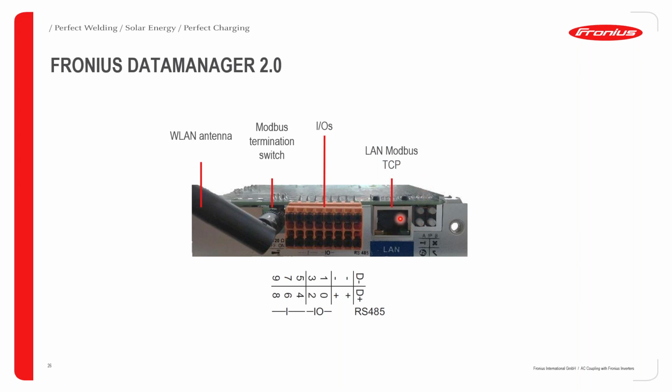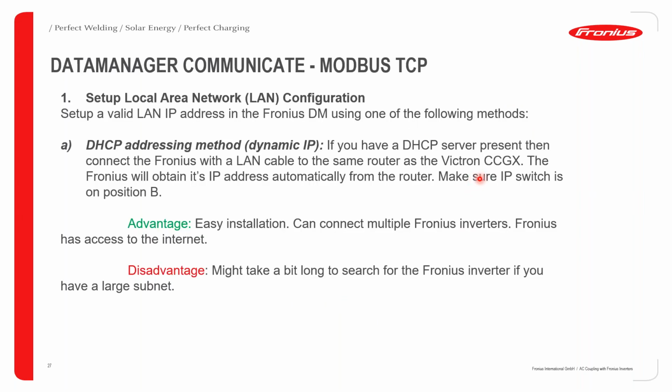That would allow you to see the inverter in the SABO-GX or the display of the VICTRON inverter chargers, and also to give an internet connection to the data manager, which then would allow you to visualize production data of the Fronius inverters in Fronius SOLAR.WEB. So for communication through Modbus TCP or Ethernet, you have to set up the local area network, and this can be done using any of these methods that we are going to describe here.